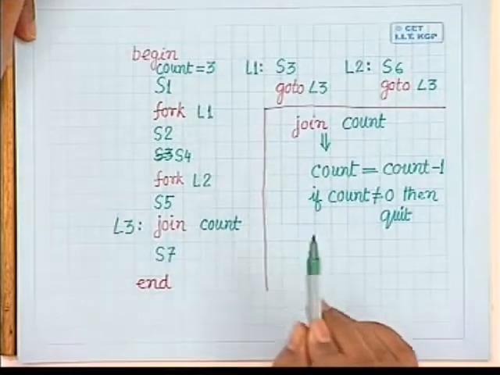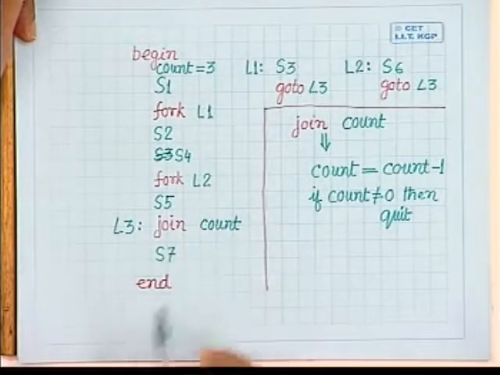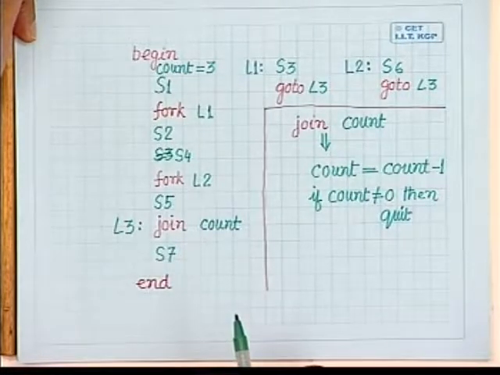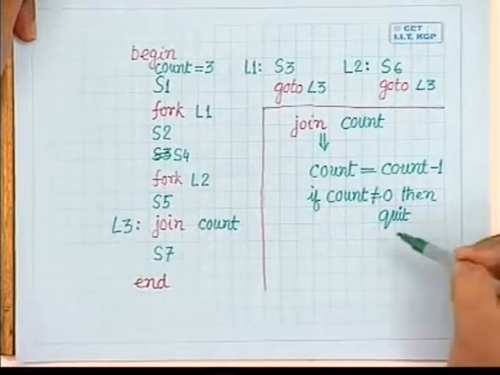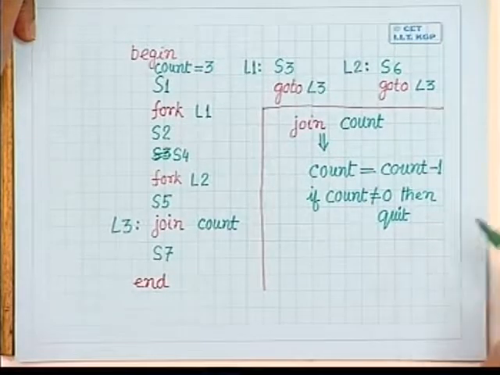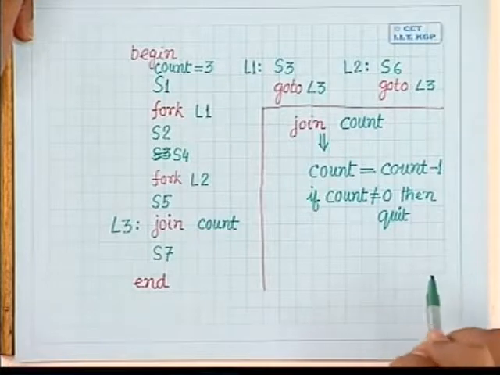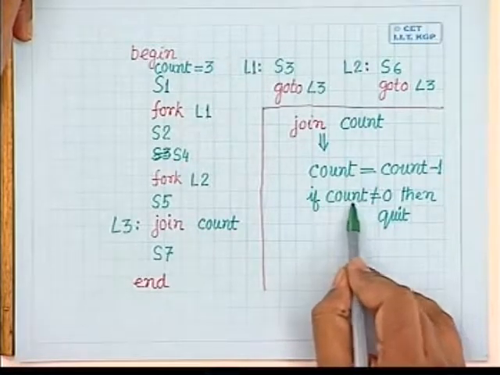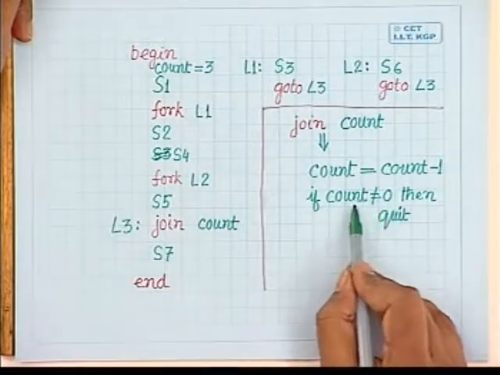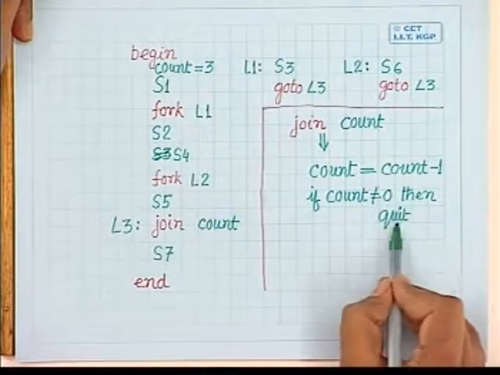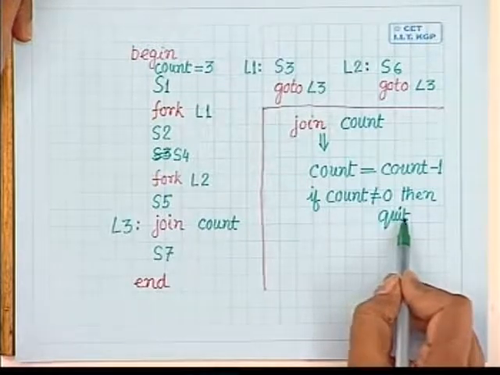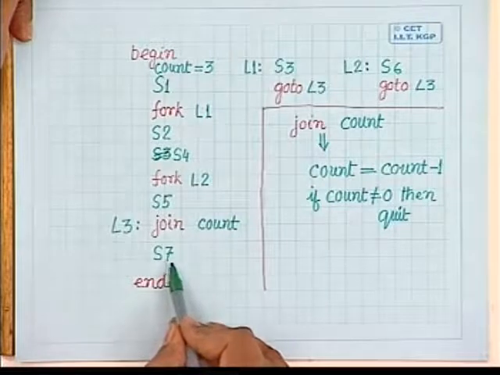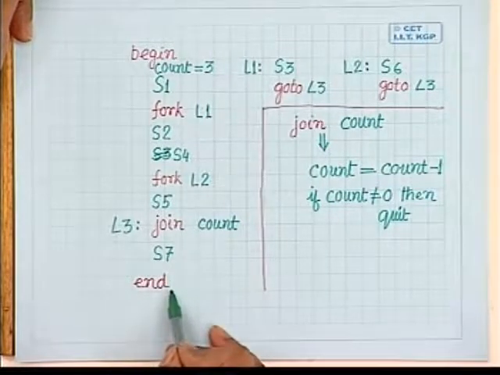The third process to execute this join count statement will again decrement the value of count by 1. Earlier the value of count was equal to 1. After decrementing, the value of count becomes equal to 0. So the third process finds that count is equal to 0. Because count is equal to 0, the third process will not quit, or will not be terminated. It is the third process which will execute statement S7 and finally come to the end of the program.